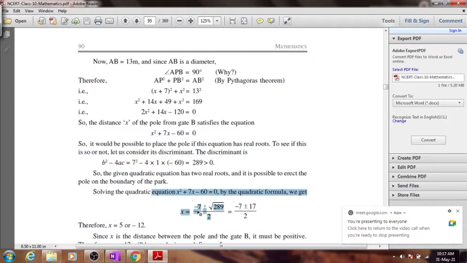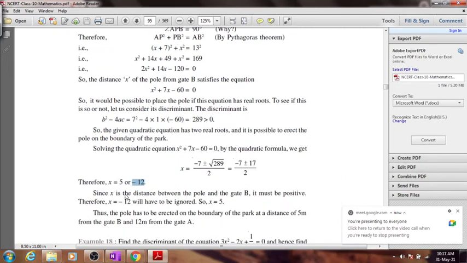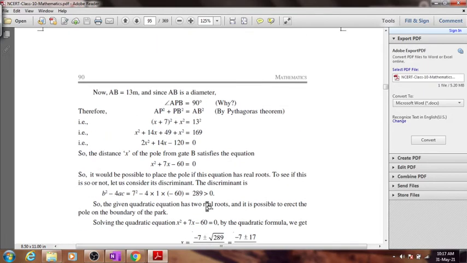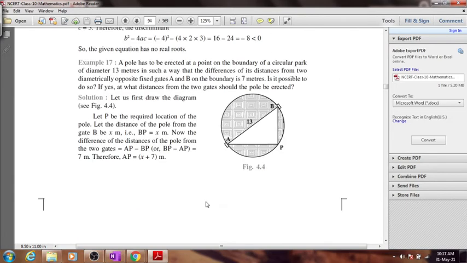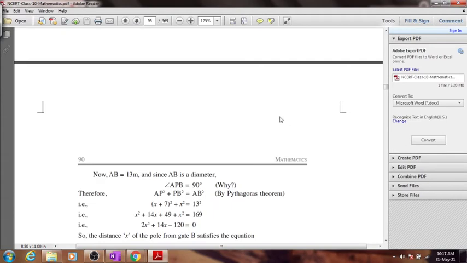And after you solve this equation you will get minus 12 or 5. Obviously you will neglect minus 12. Therefore we will say that since x is the distance of the pole from the gate, it must be positive, so x is equal to 5, and the pole is erected at a distance of 5 meters from the gate B and 12 meters from the gate A. See, 12 meters from gate A, this distance has to be 12, and this BP is to be 5. Clear? Was this numerical clear to everyone?